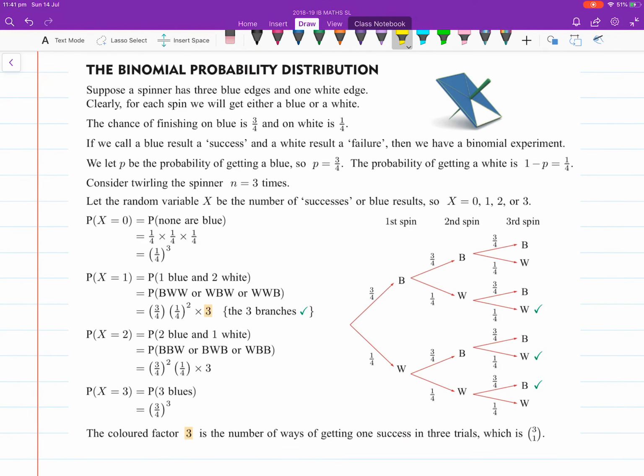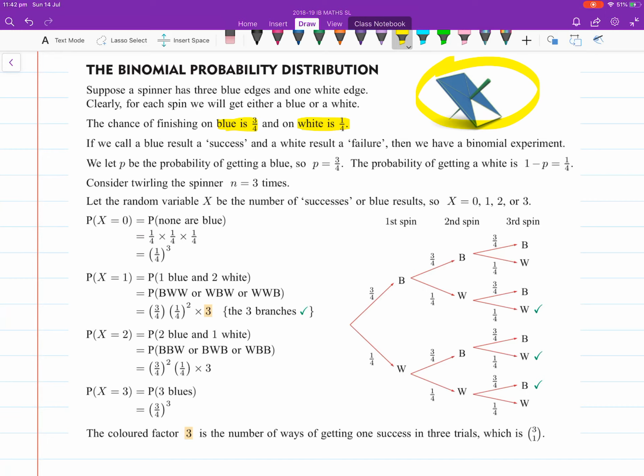Now, it's easiest to see binomial probability distribution through an actual example. So let's do this example here. Let's say you've got a spinner like this. It's got 3 sides of blue, 1 side is white. So probability of getting blue is 3/4, 3 out of 4, and white is 1/4, 1 out of 4.